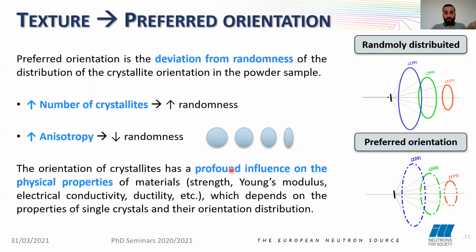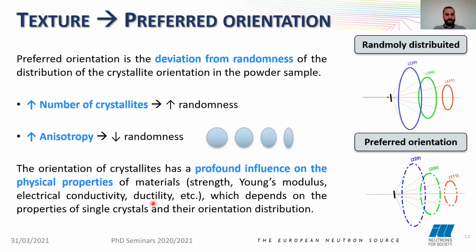So it is important to study the texture of materials because the orientation of crystallites has a profound influence on the physical properties of materials, such as the strength, the Young's modulus, electrical conductivity, etc. And they depend on the properties of single crystals, but also on their orientation distribution. Therefore, quantitative texture analysis is many times essential in the investigation of new materials, to study the anisotropic behavior, to optimize some application that we want to optimize for any material, and to see how the properties of this material vary as a function of the direction.